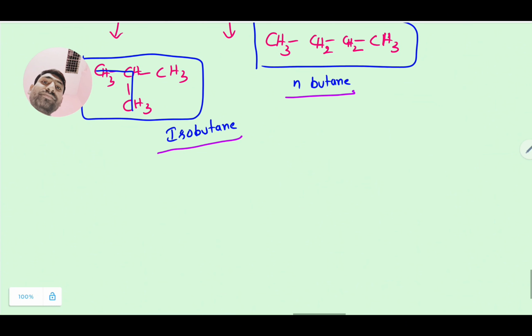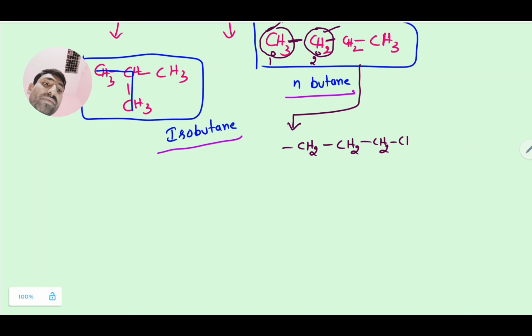In N-butane, if you observe, there are 2 types of carbons. One is primary carbon, another one is secondary carbon, because this carbon is linked with only 1 carbon atom, and this one is linked with 2 carbon atoms. So this one is called primary, this one is called secondary. If you remove 1 hydrogen from the primary carbon atom, then we will get CH2 bond CH2 bond CH2 bond CH3. Then it is called primary butyl, or since it is a straight chain, simply N-butyl.